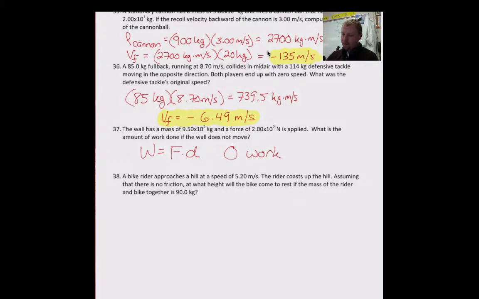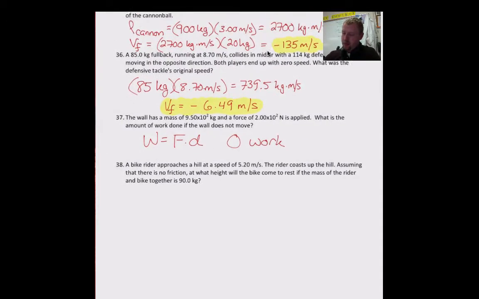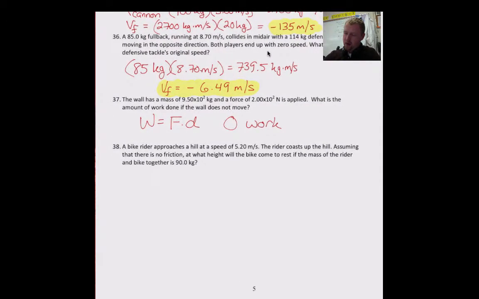Okay. Last but not least, our bike rider. I love the bike rider problem. What we have to understand about the bike rider problem is that you're dealing with energy here. You're dealing with velocity, and you're trying to figure out how high or how far up a hill vertically the bike rider is going to go.